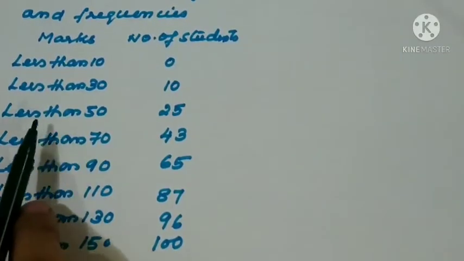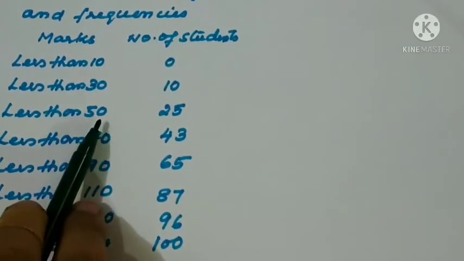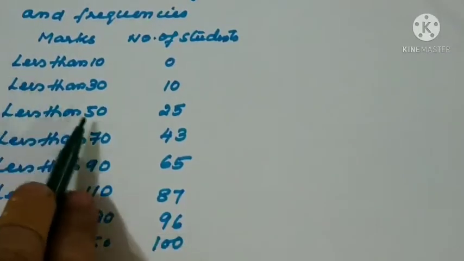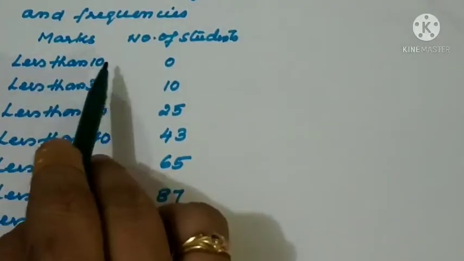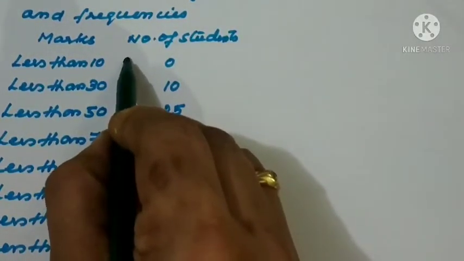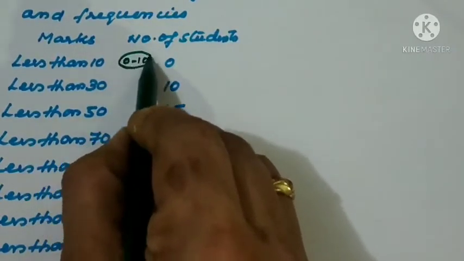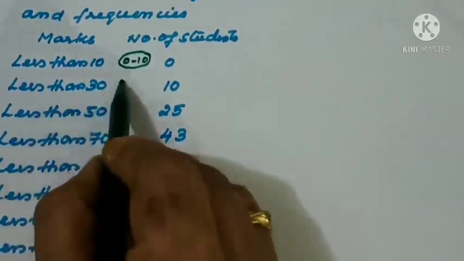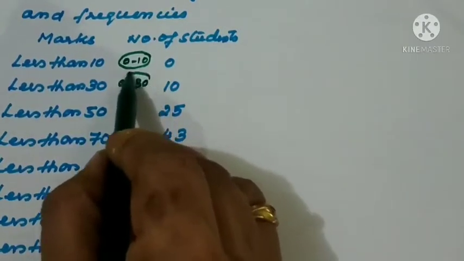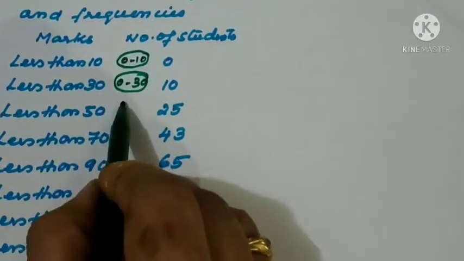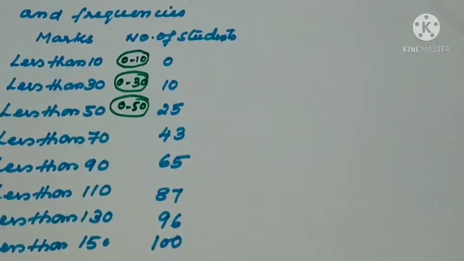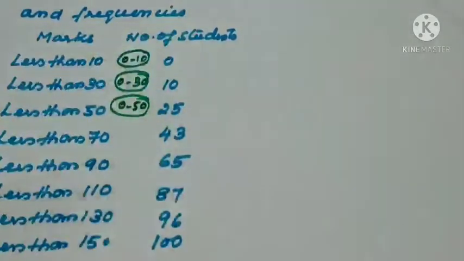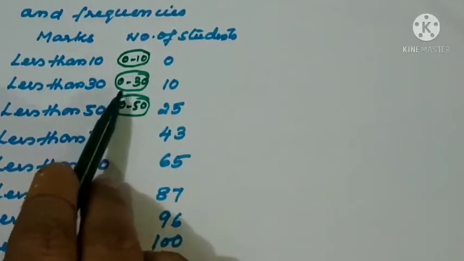Now one more example: less than 50 is considered. From 0 marks to 50, how many children are there? 25. Understood? So less than 10 means 0 to 10, how many are there? 0. Less than 30 means 0 to 30, how many are there? Next, less than 50 means 0 to 50, how many are there? Just to calculate 0 to 10, I can directly say it is 0 only. Next, what is the class interval?